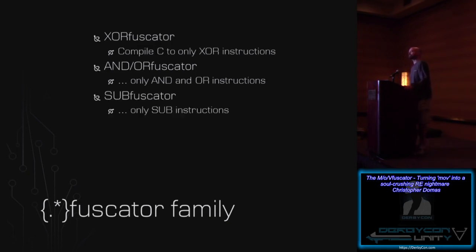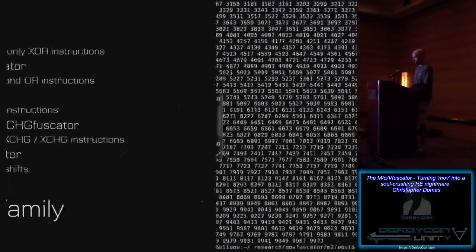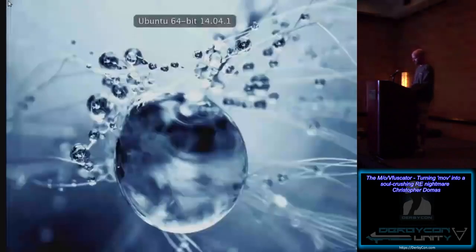If you're creative with the way you use subtraction, you can combine a bunch of sub operations in order to implement a move. So that's the subfuscator. My favorite's the comp exchange fuscator. I couldn't quite get comp exchange to be Turing Complete by itself, but if you combine it with another exchange instruction, you can make that happen. So you can compile your C code into only comp exchange instructions. Or another good one, I was running out of names at this point, the rfuscator will compile your C code into only single bit shift instructions.